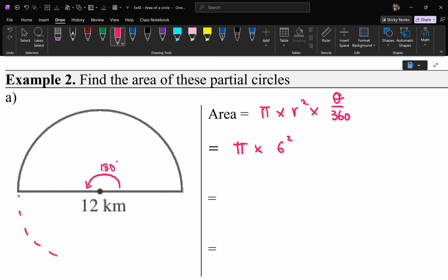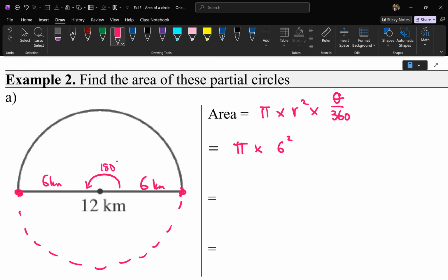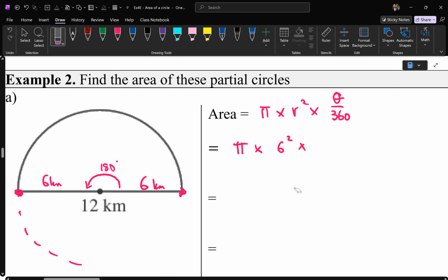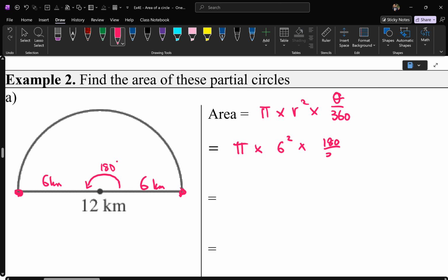Very good. So if you think about the full circle, 12 is from this point all the way to this point. That's the diameter, not the radius. So radius has to be half of it. That's why this is 6. And that's why this is 6. Okay, so it should be pi times 6 squared times. Now what's the angle? The angle of rotation is not 360 out of 360. It must be? Very good. 180 over 360. Type that in your calculator.